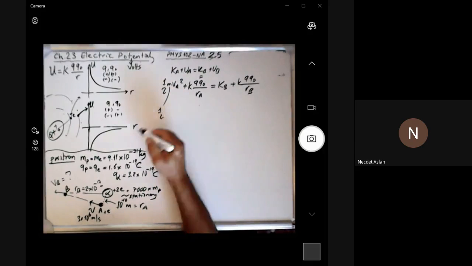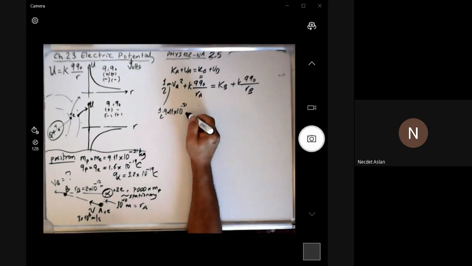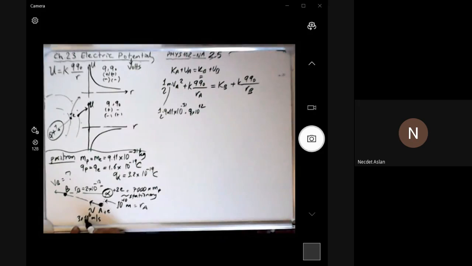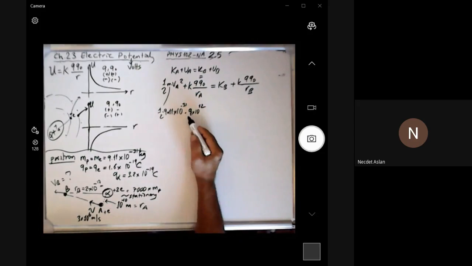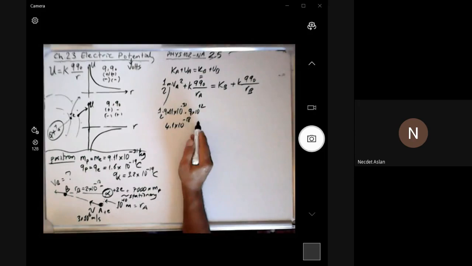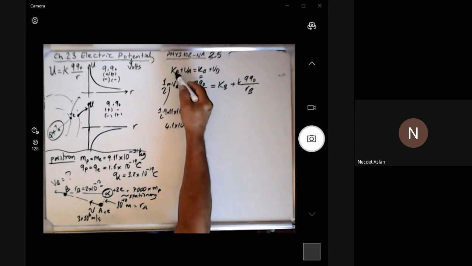1 over 2, the mass is given as 9.11 times 10 to the minus 31, times the velocity squared, but it's given as 3 times 10 to the 6, squared, so it's 9 times 10 to the 12. Don't forget, when you square this, the exponent becomes twice as much. So when we multiply this, we get KA as about 4.1 times 10 to the minus 18. What's the unit? The unit is, of course, joules, because it's the kinetic energy. Everything is in joules.